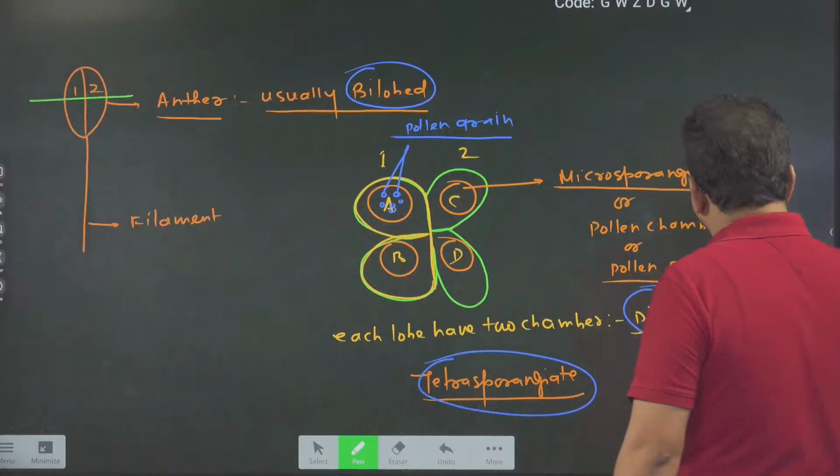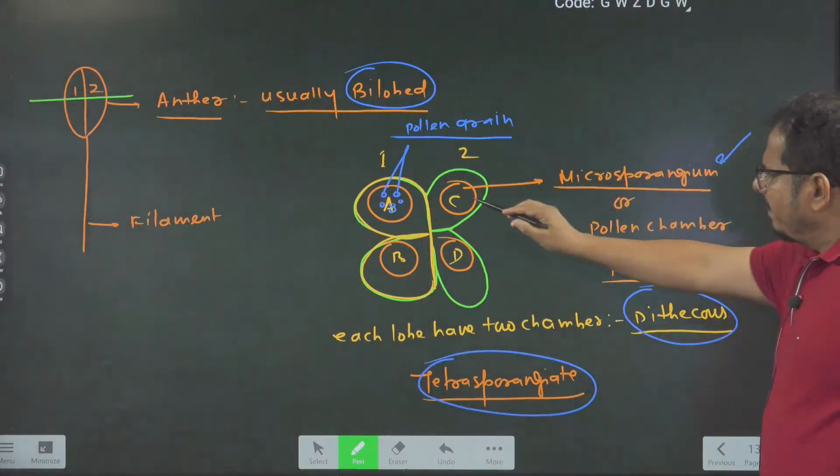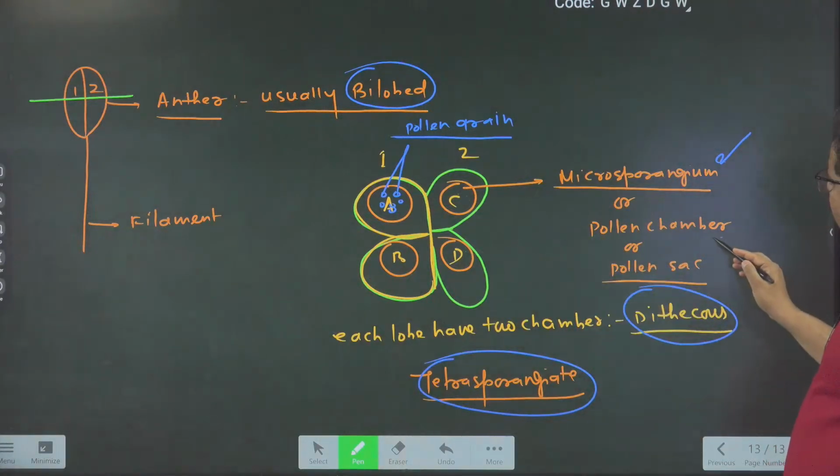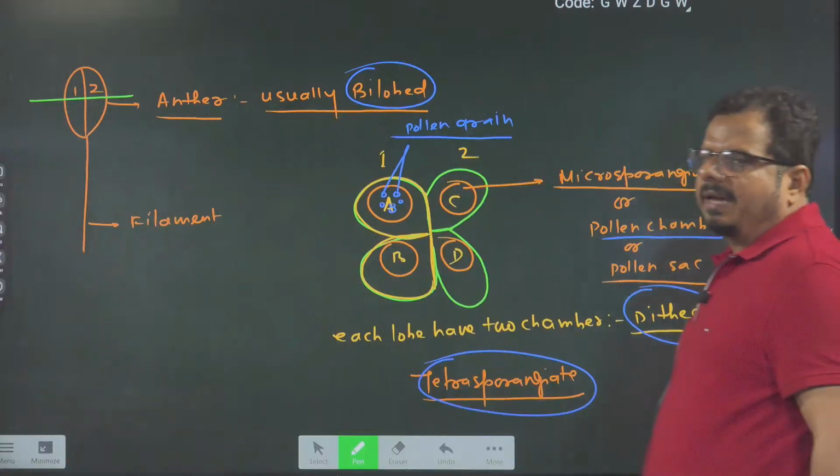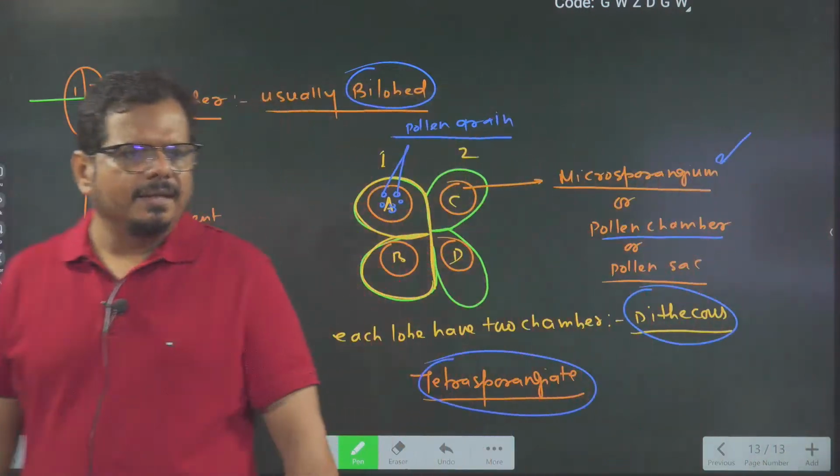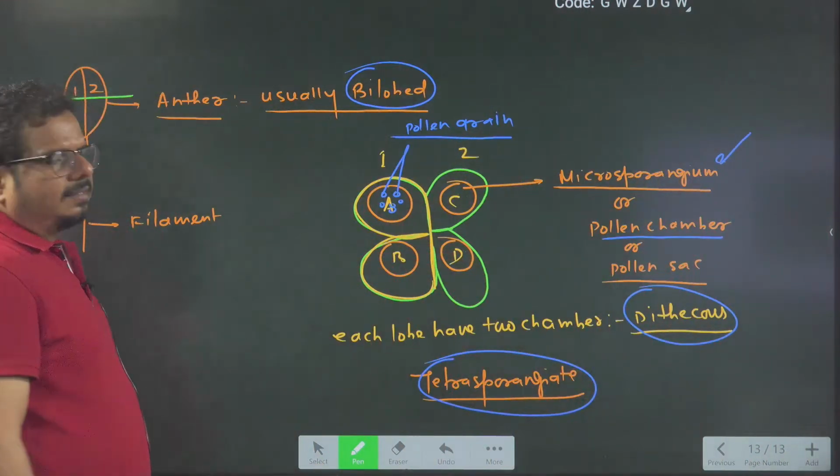The chamber is called microsporangium, and later on it is called pollen chamber or pollen sac. I hope every term is clear. Is it done? Okay, right?